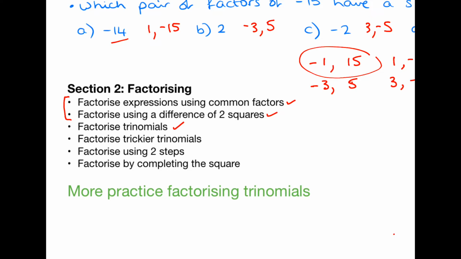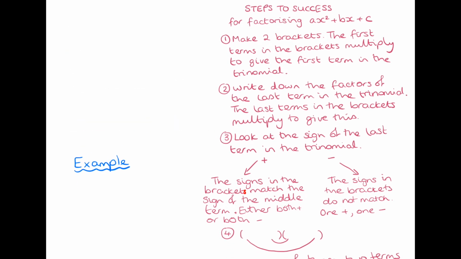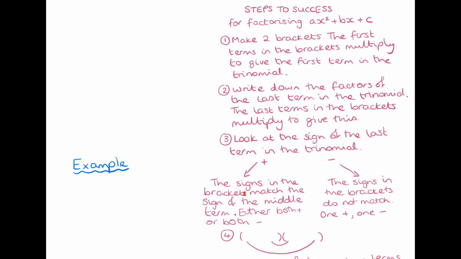So today we're going to do more practice factorising trinomials, and we're going to use the same steps to success that we used yesterday. First thing we need is a question. So our question is going to be, let's say, x squared minus 8x plus 15. This is sticking with what we were doing yesterday, so there's not been any change yet. This is one like yesterday's examples.